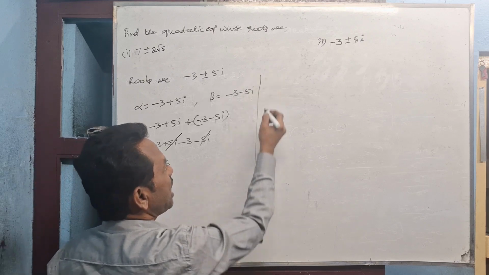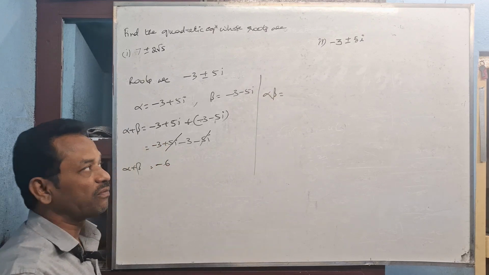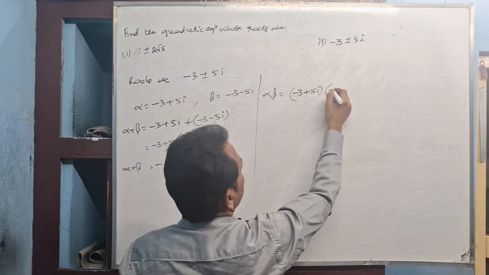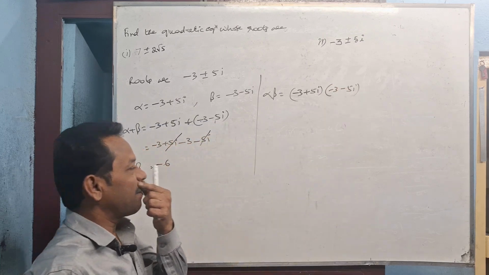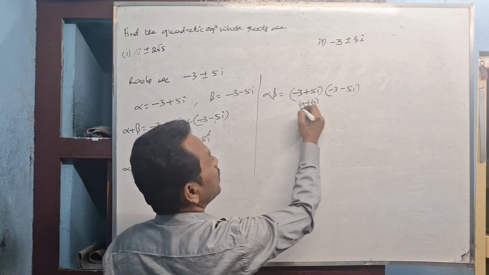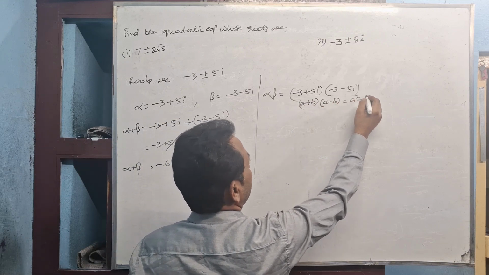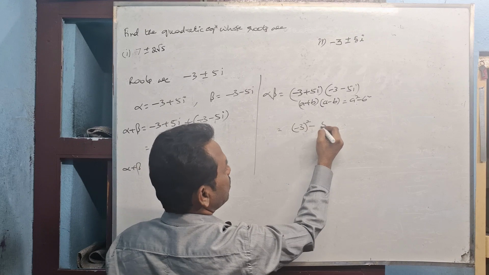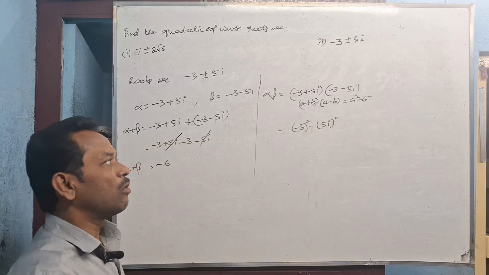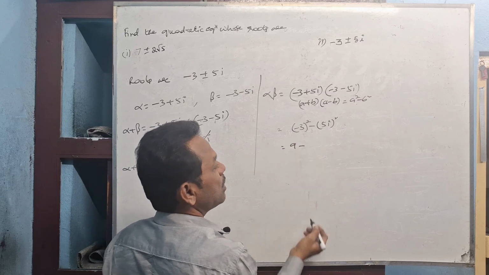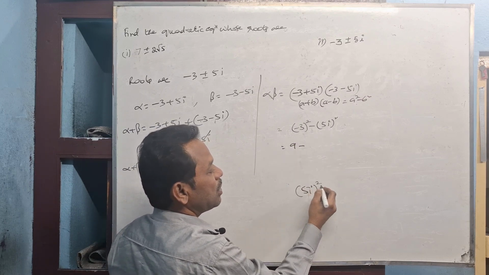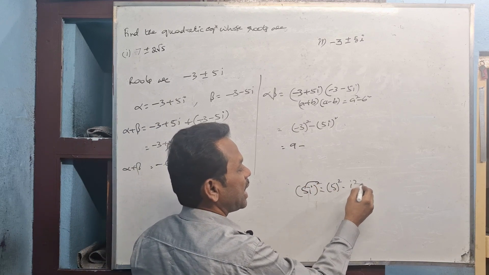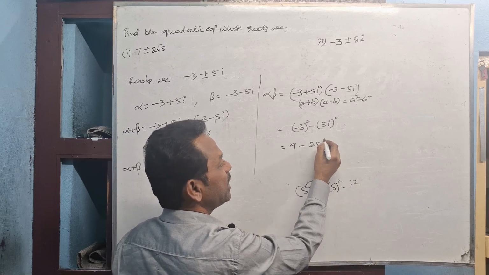Okay, now let us go for alpha beta. Be careful here. Alpha beta is nothing but minus 3 plus 5i into minus 3 minus 5i. This is of the form (a plus b) into (a minus b), so it is nothing but a square minus b square. Let me use this formula here. A square is minus 3 whole square, minus b square is 5i whole square. Now minus 3 whole square is 9 minus, look at this, 5i whole square. Let me take the square of 5 first, then i square. So 5 square is 25, so we get 25 i square.